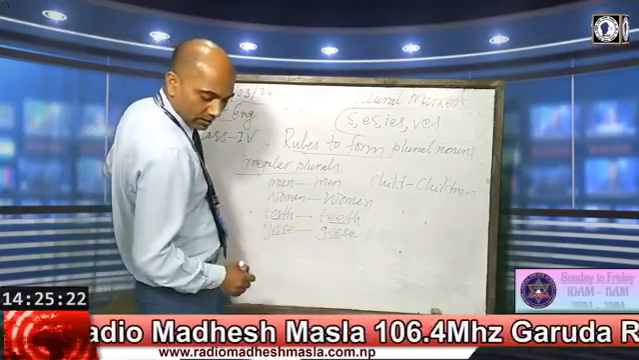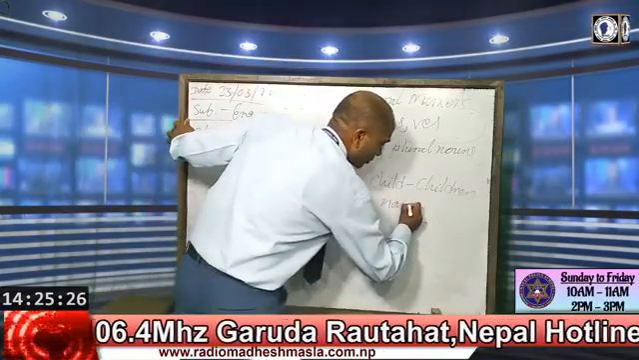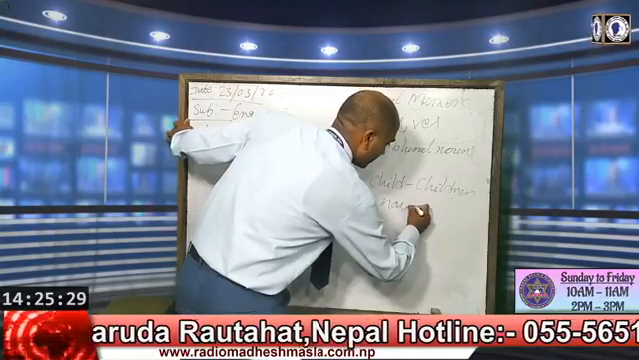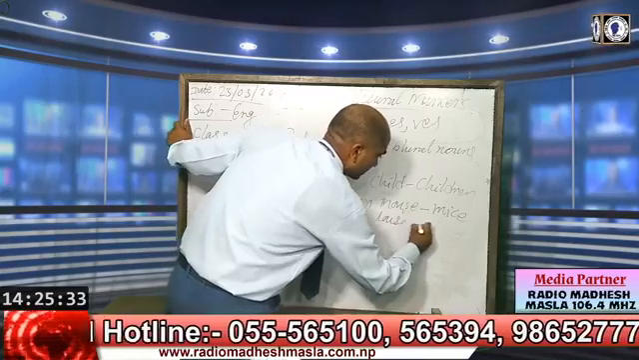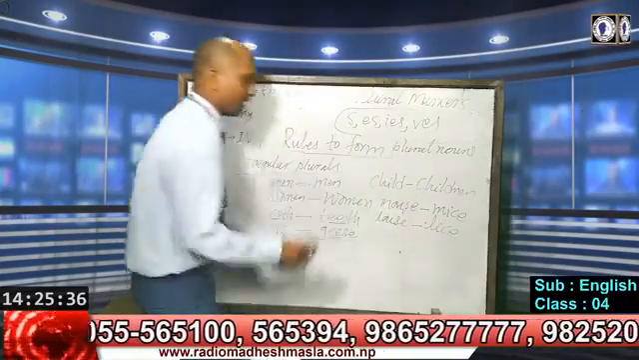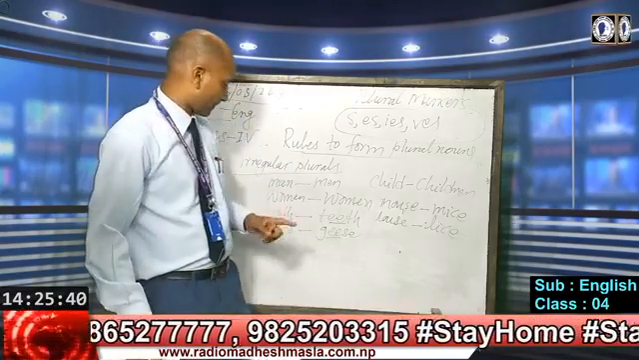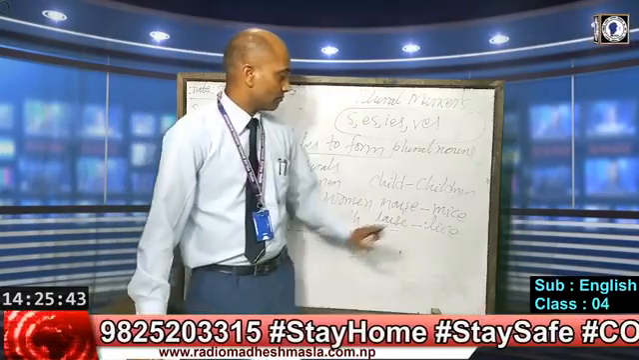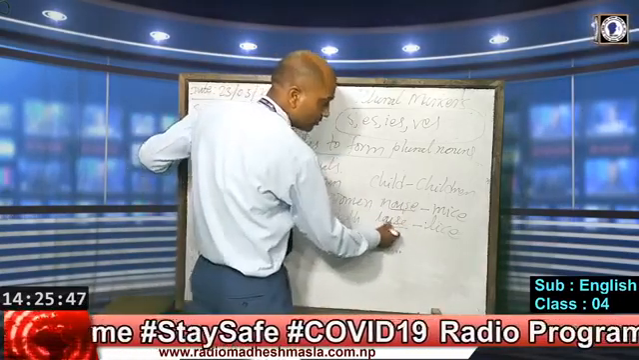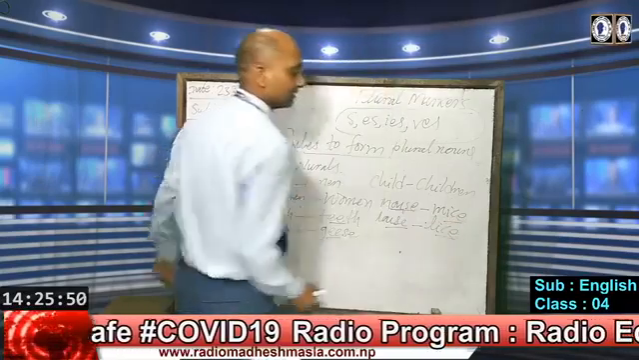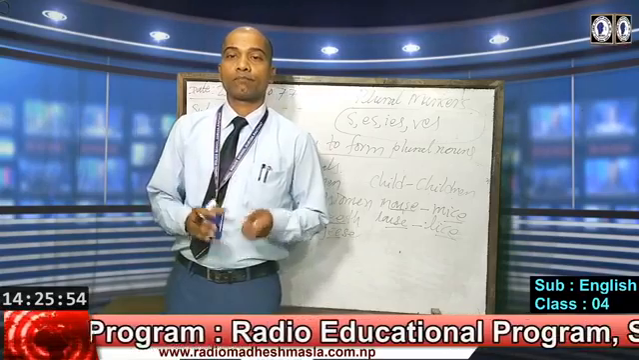In the same way, mouse, mice. M-O-U-S-E, mouse, mice. Louse, lice. You can make rhyming words. Learn the rhyme: mouse, mice, louse, lice. O-U-S-E changes into I-C-E. This is just for permanent memory.